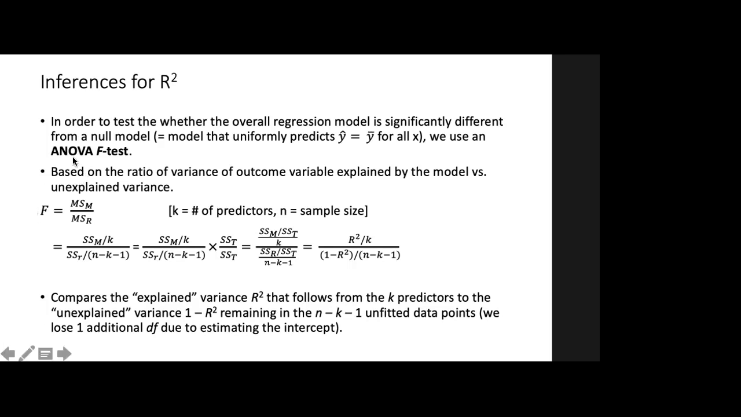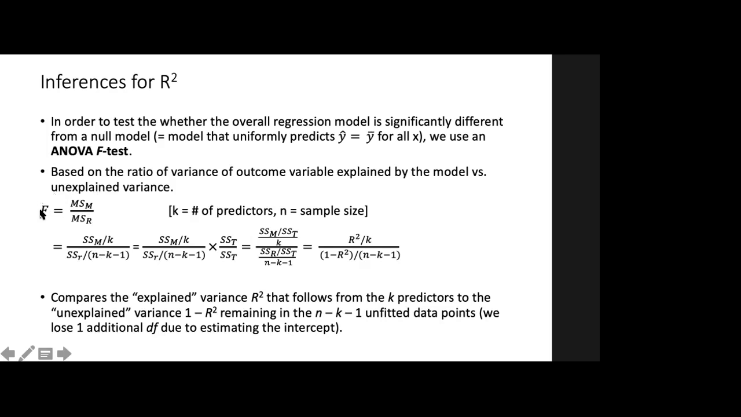So that would be a null model. And so the ANOVA F test, or simply F test, is based on the ratio of the variance of the outcome variable that is explained by the model, that is the model variability or model sum of squares, versus the unexplained variance. That is our residual variability, our residual sum of squares. And this is basically our test statistic for the F test.